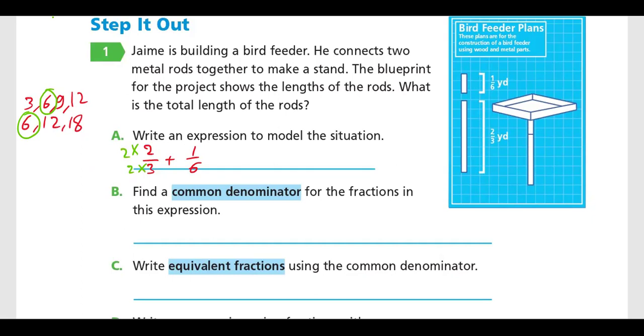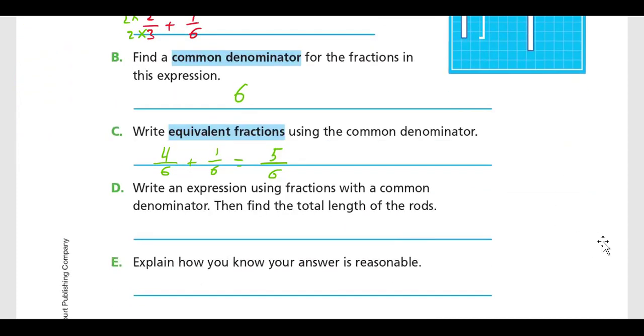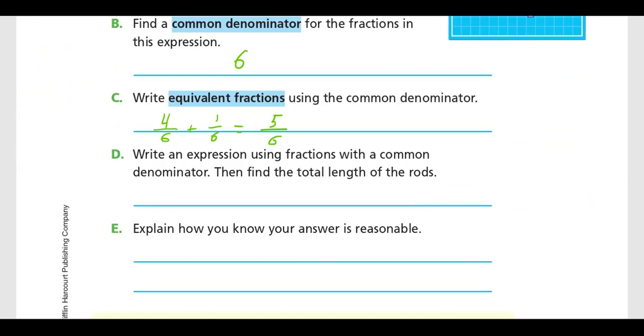So the common denominator is 6. We wrote the equivalent fraction right now. So the first fraction will be 4 over 6 plus 1 over 6. The same denominator, write one of them, and 4 plus 1 is 5. So this is the final answer. We write it here, write the expression. This is our expression. So the answer is 5 over 6.